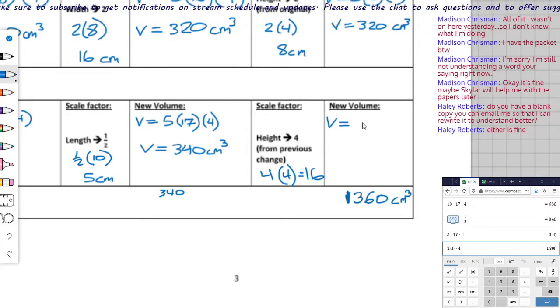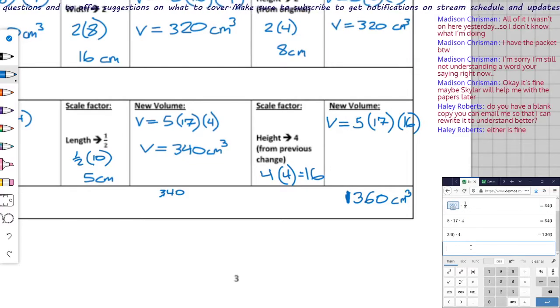So if our length is still 5, our width is still 17. So if we held this 5 length from when we changed it by a scale factor of 1/2, so we kept that dimension change, and then we changed our height to be 16, let's see what we get. Five times 17 times 16. Did we get 1,360? We did.